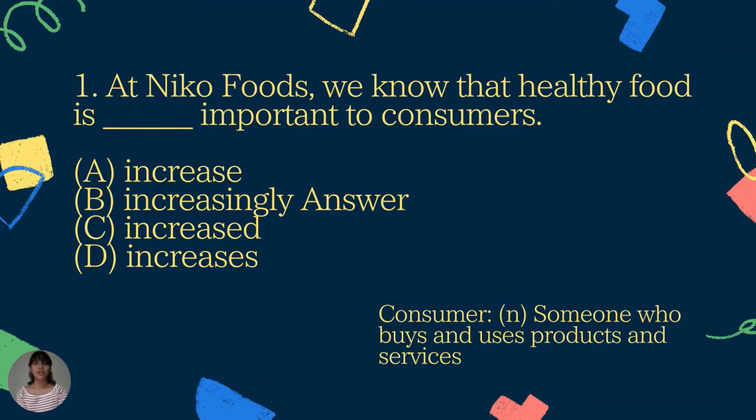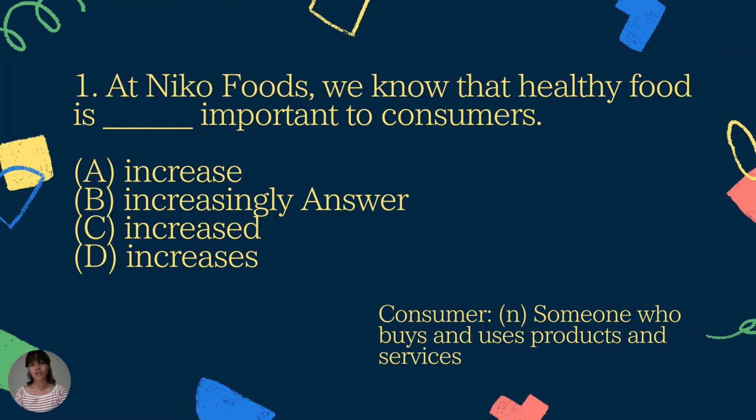All right, number 1. At Neko Foods, we know that healthy food is blank important to consumers. So here we have options A, increase, B, increasingly, C, increased, D, increases. So for your information, a consumer is someone who buys and uses products and services. So you can say that, for instance, if you buy at a supermarket, you are called a consumer because you buy products at a supermarket.